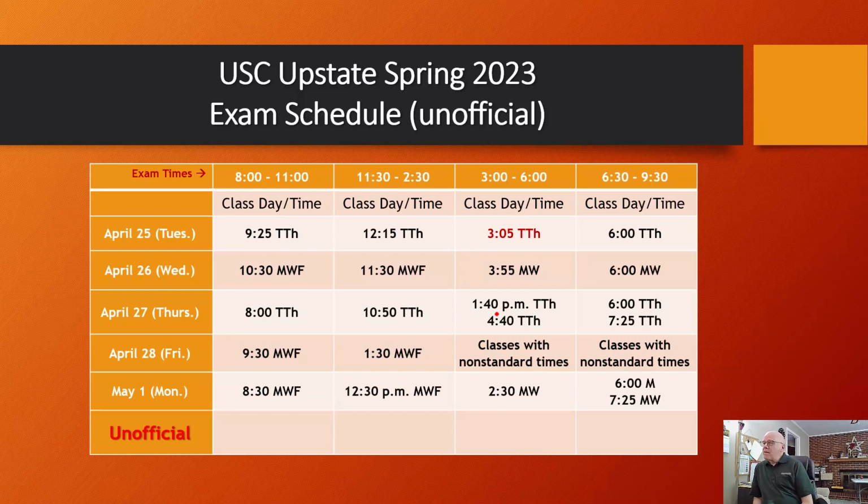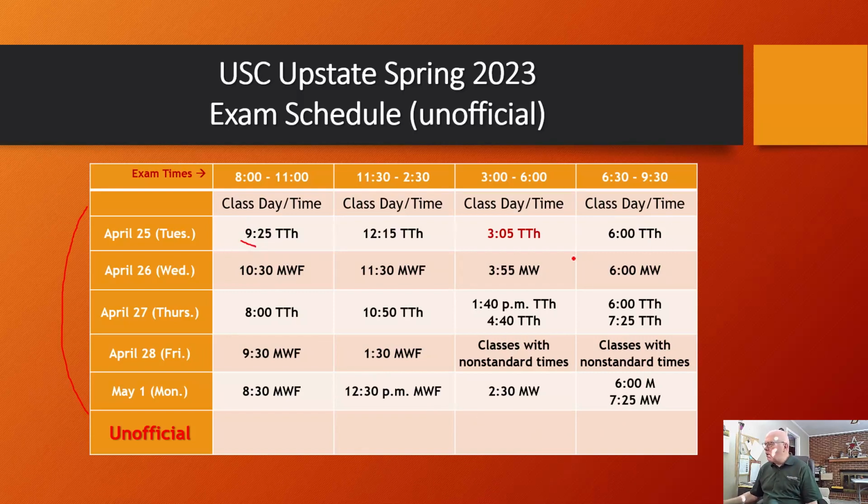This is my version of the exam schedule for this spring. I think I've got it correct. If you see a mistake, let me know and I'll update this. But I think these are correct. Along the left-hand side, you have the dates for the exams, April 25th through May 1st. Across the top is when the exams will be held, time-wise, what time of the day. In the body of this table, you'll see when the classes actually meet.